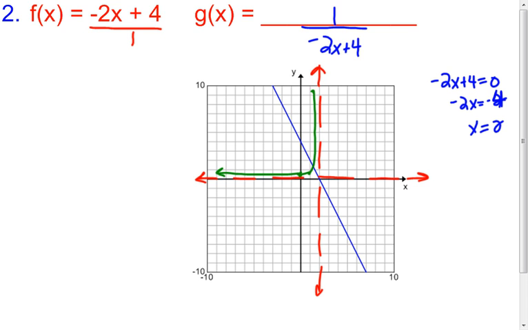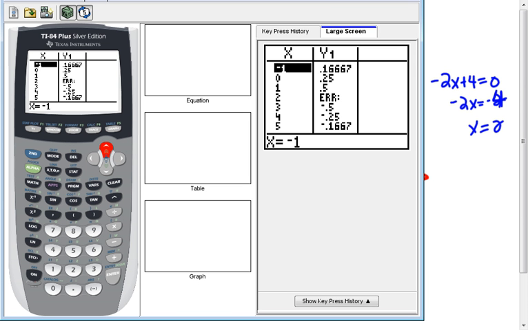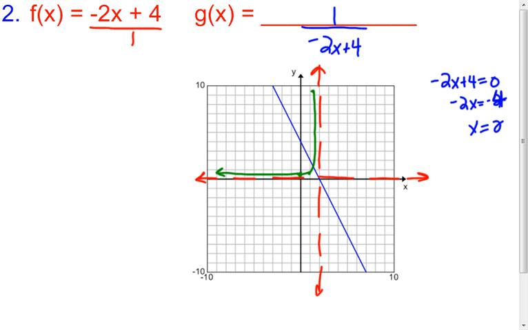Okay, and then we'll get one on the other side. So 3 and negative 0.5 and 4 and negative 2.5 would look something like that. Okay.